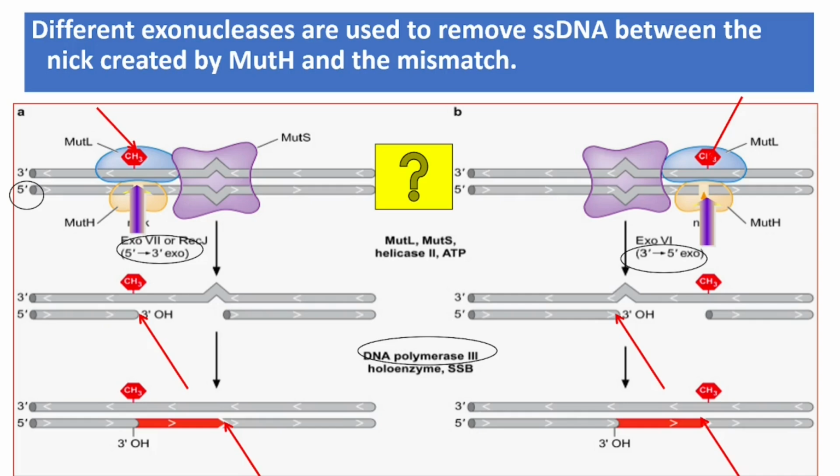Thus, this method of recognizing the daughter strand from the parental strand by methylation is present in prokaryotes, but it is absent in eukaryotes. Eukaryotes recognize the daughter strand from the parental strand because the daughter strand, the lagging strand, is formed in the form of Okazaki fragments, and there are several nicks present in the daughter strand.